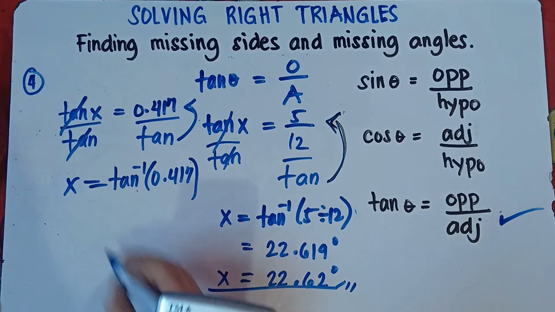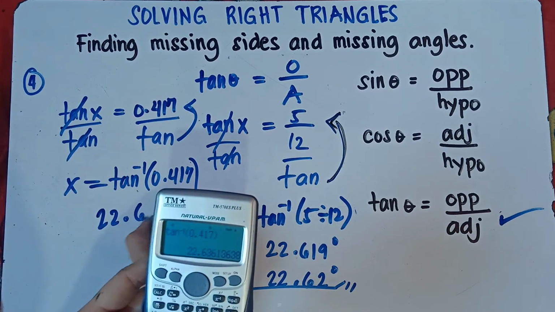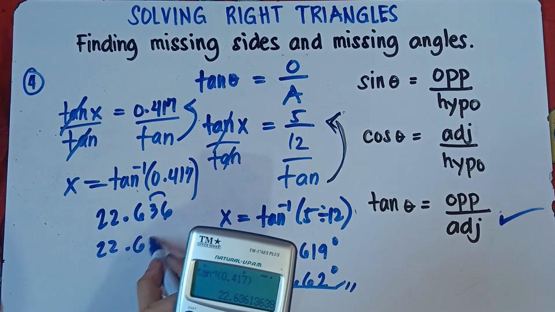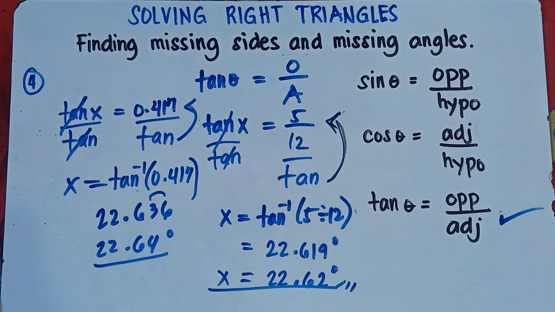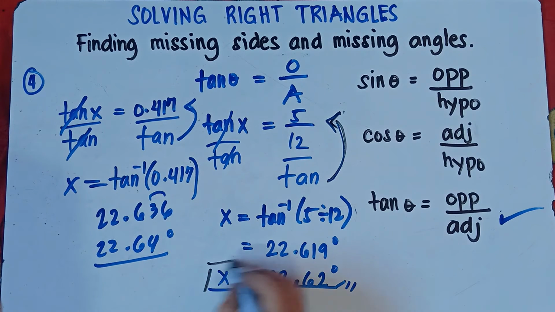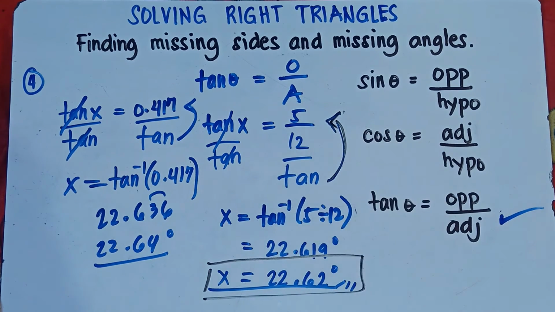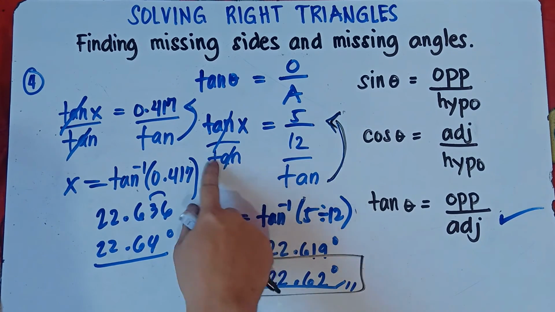And check, class, the answer: 22.636. Rounded off, this will be 22.64 degrees. So your answer, class, will be different from this one. The original answer, class, should be this one. Do not round it off, class, if this is not yet your final answer. That's why we divide it directly by tan.